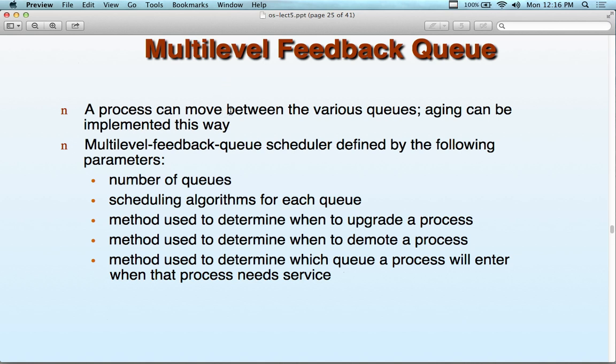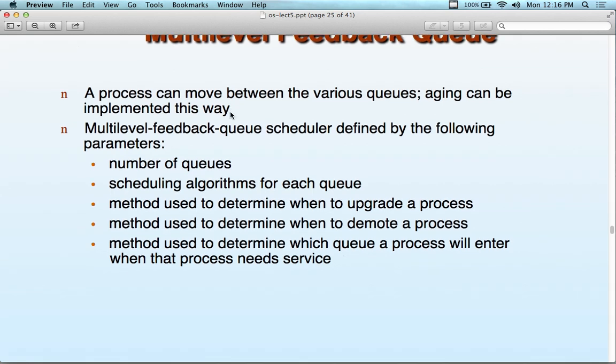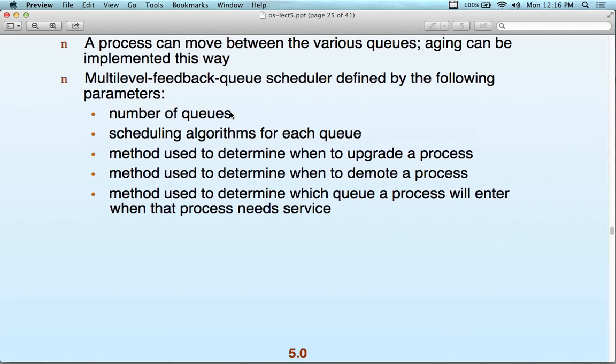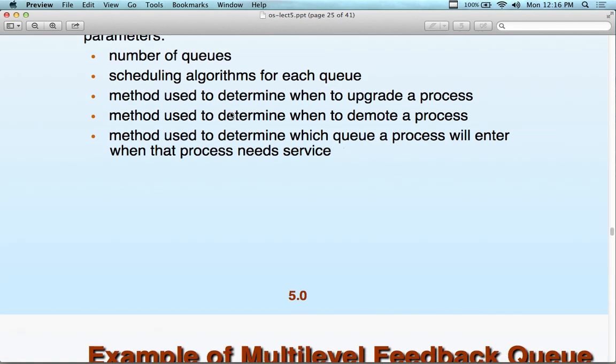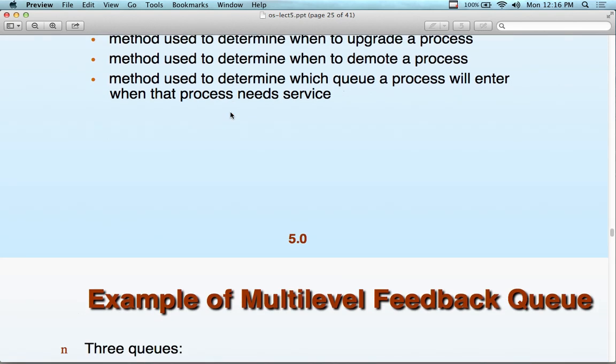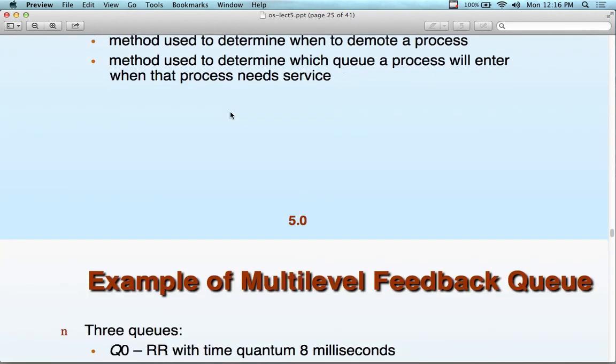So the method used to determine when to upgrade a process is also a factor. The method used to determine when to demote a process. And then the method used to determine which queue a process will enter when the process needs service. Which queue are you going to put it in, kind of thing.